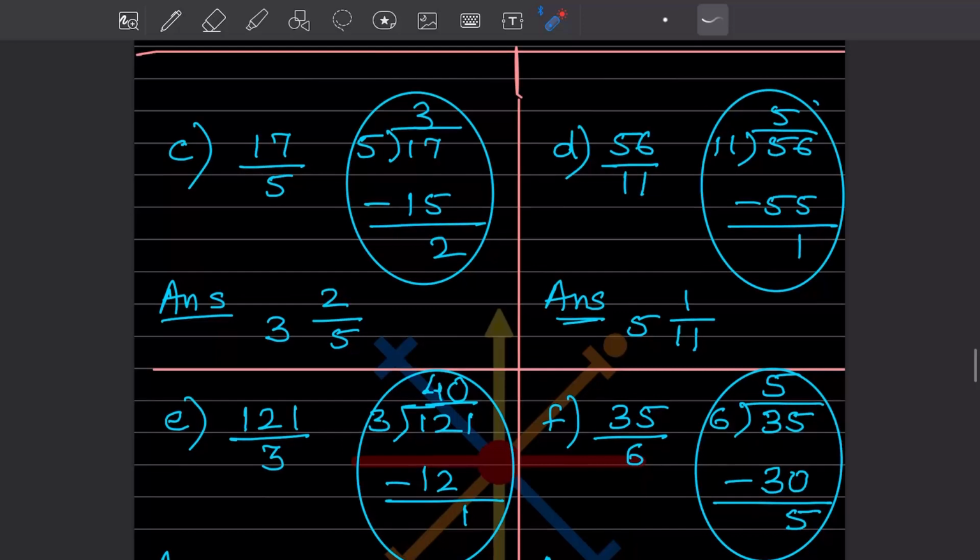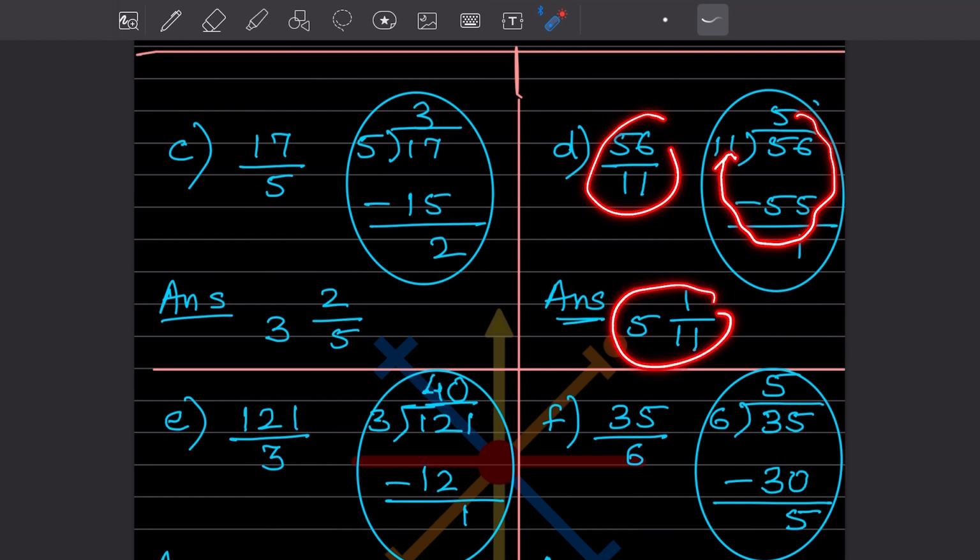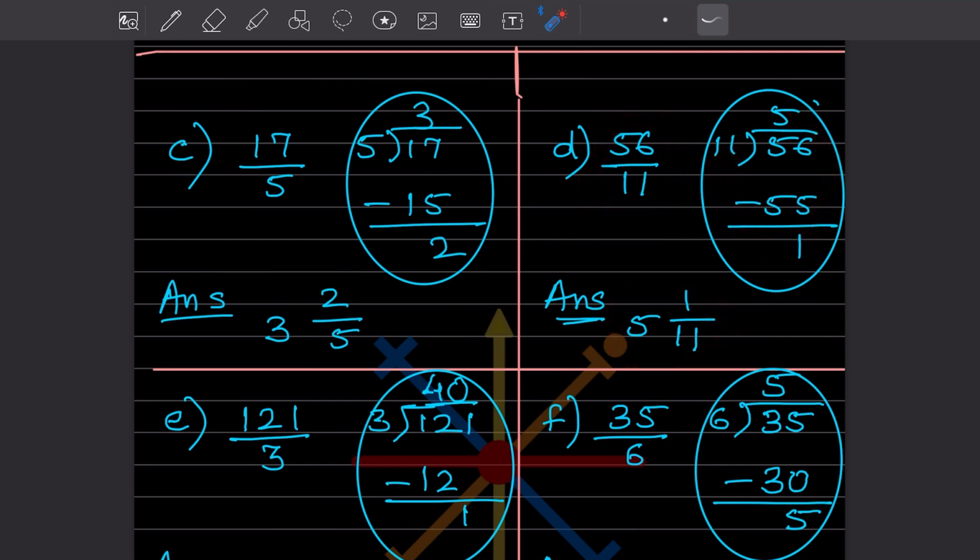Next one, again 17 by 5. You will go like this. The answer is this one. Now look at here, 56 by 11. You will go like this. How is that? 5 integer 1 by 11. Again here 121 by this one.